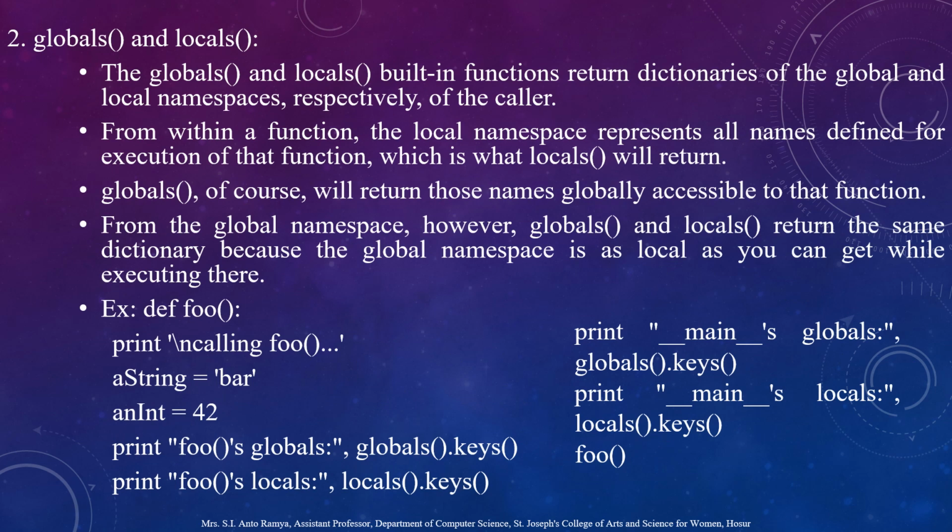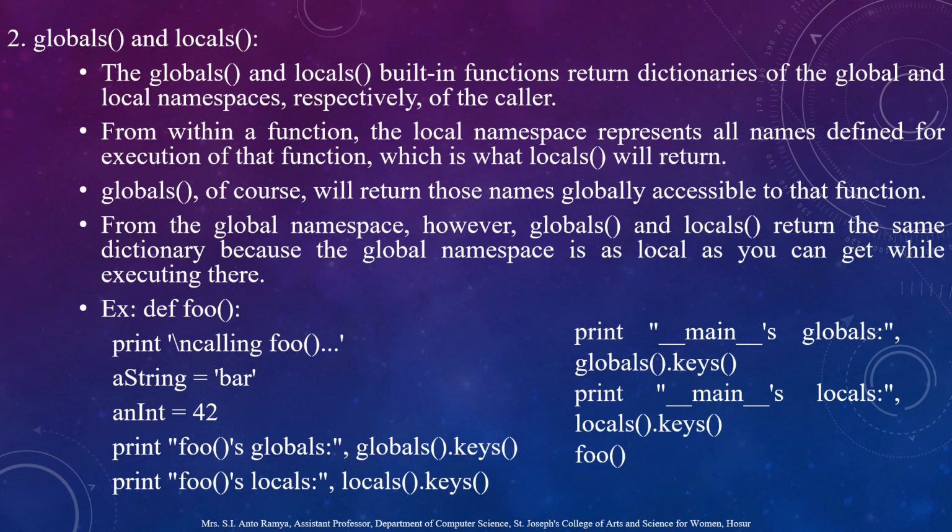These are built-in functions that return the dictionaries of global and local namespaces that are available. From the function when you call, it is going to be a local namespace, and globally means outside the function, like we discussed with the main function. So outside the function, if you access it, it is going to be globals. You can see the example here.